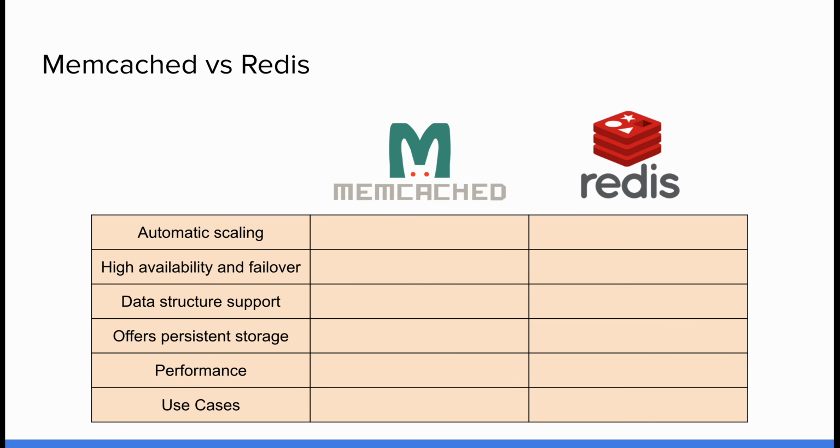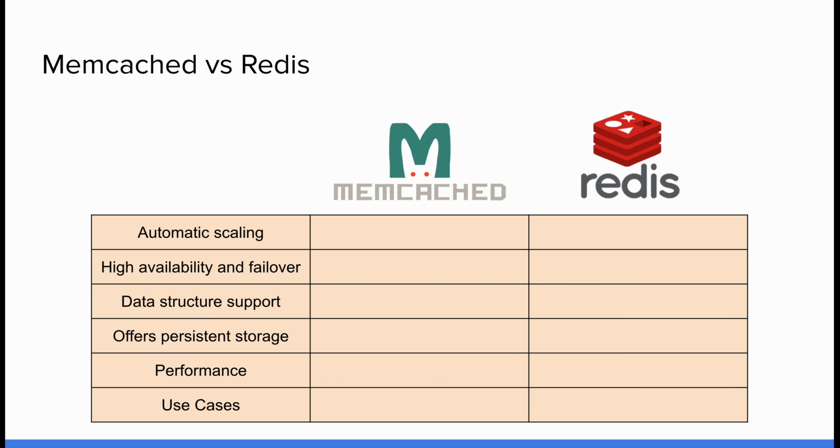On this slide, we're comparing Memcached and Redis across different categories: automatic scaling, availability and failover, data structure support, persistent storage, performance, and use cases. So let's go through each one and see how Memcached and Redis differ in these areas.